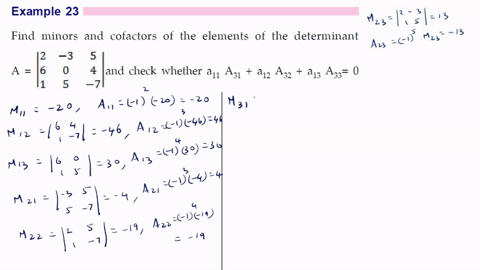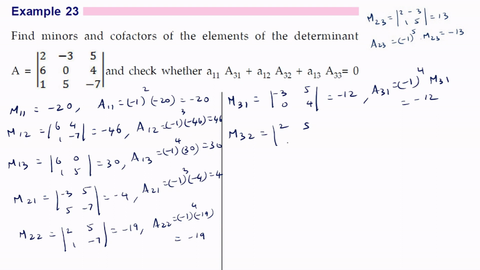Next we have M31. It is the determinant obtained by deleting the third row and the first column. So it is minus 3, 5, 0, 4. This is minus 12. And the cofactor is minus 1 the whole raised to 3 plus 1, which is 4, into M31. So it is minus 12. Next we have M32. It is the determinant obtained by deleting the third row and the second column. So it is 2, 5, 6, 4. This is 8 minus 30, which is minus 22. The cofactor is A32.